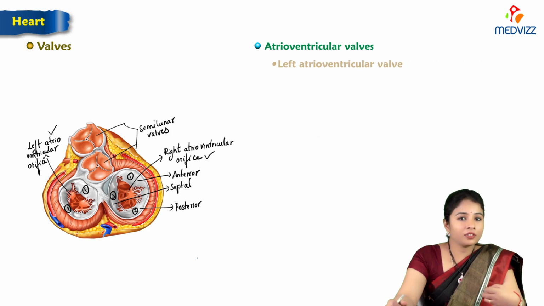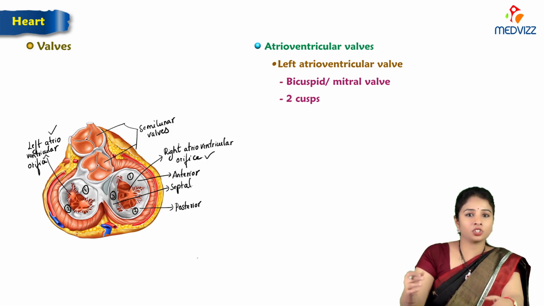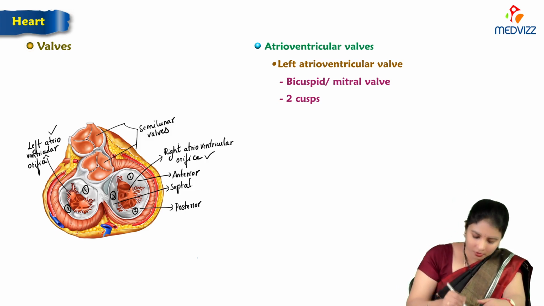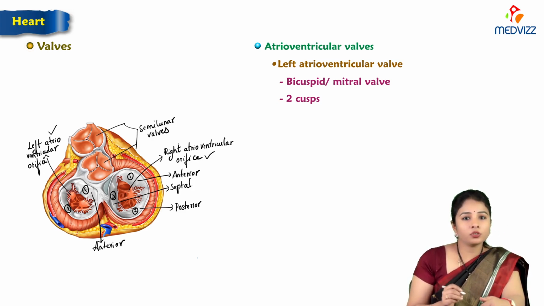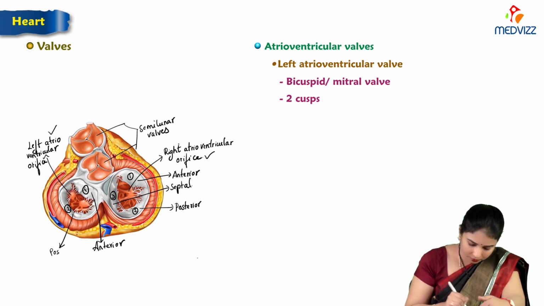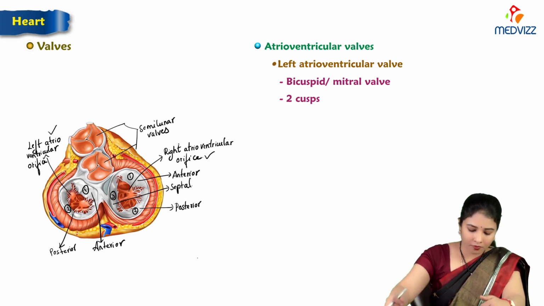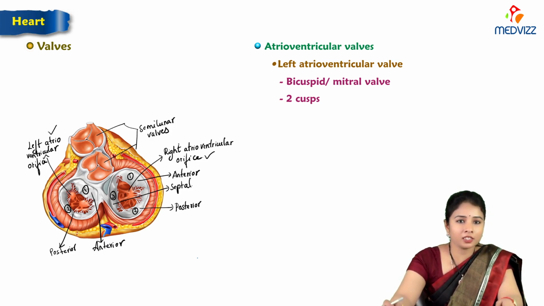Next is the left atrioventricular valve, which is called the bicuspid or mitral valve, and as the name indicates it has two cusps, one anterior larger cusp which is called the aortic cusp and a posterior smaller cusp. So anterior and posterior make up the bicuspid valve.